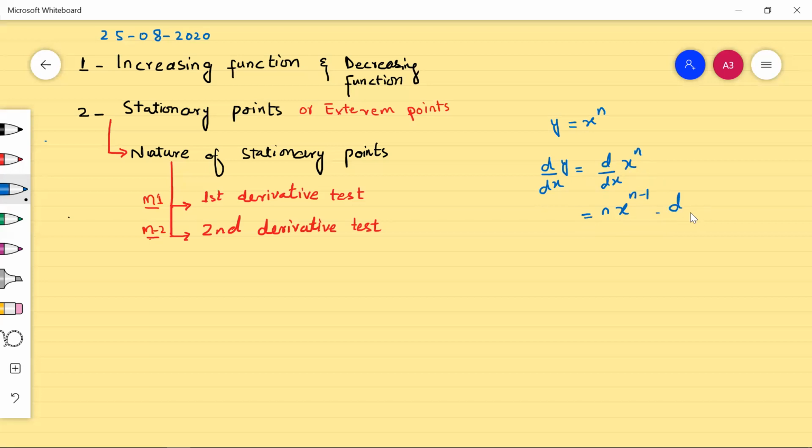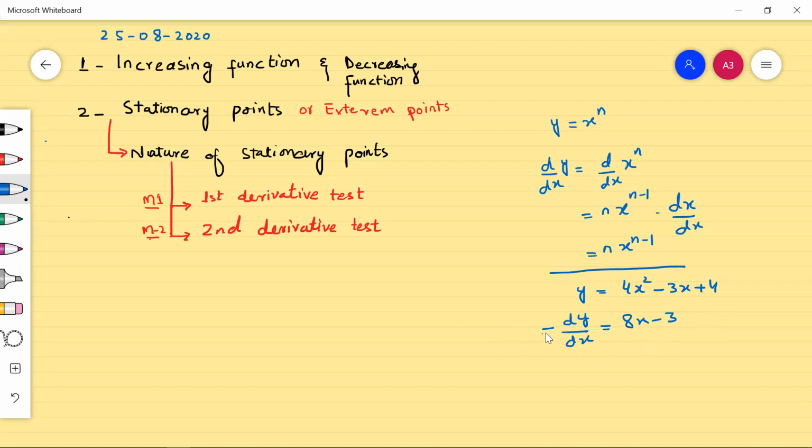And the derivative of x without a power, it is just x, so dx by dx gives us 1. So there is no need to write this again and again. We just write n into x^(n-1). So take one example, y is equal to 4x^2 minus 3x plus 4. The derivative dy over dx is 8x minus 3, and the derivative of a constant is 0.